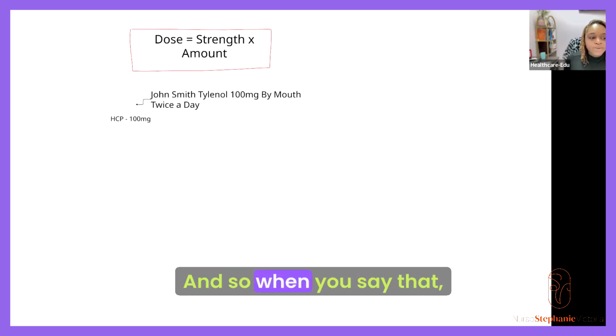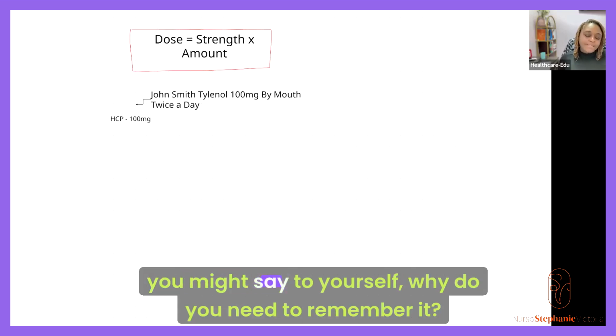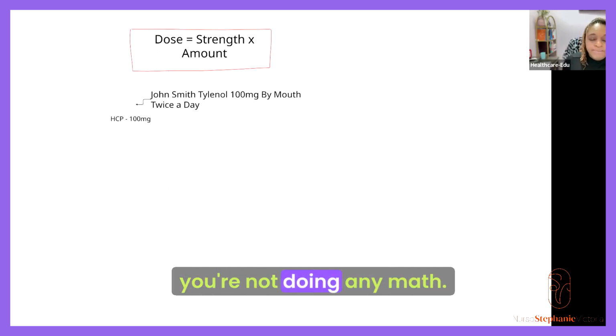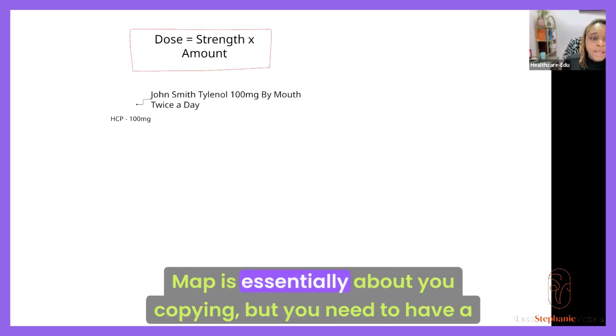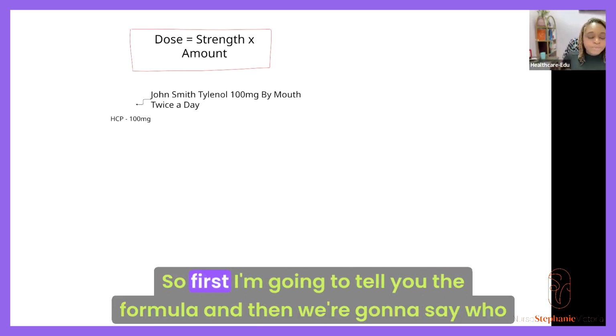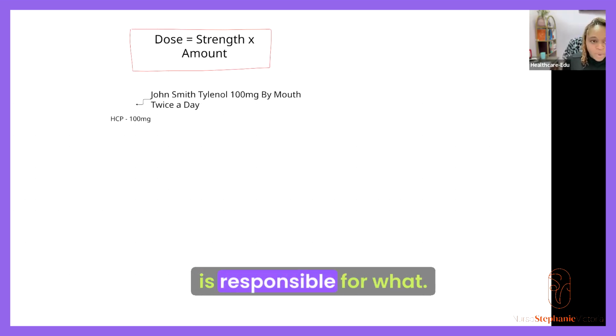And so when you say that, you might say to yourself, why do you need to remember it? You are not prescribing, and you're not doing any math. MAP is essentially about you copying, but you need to have a framework of what document you're looking at. So first, I'm going to tell you the formula, and then we're going to say who is responsible for what.